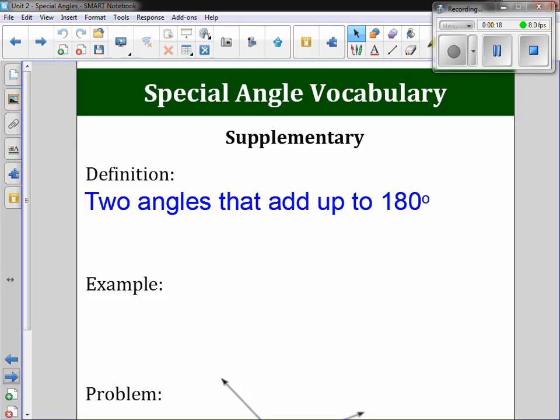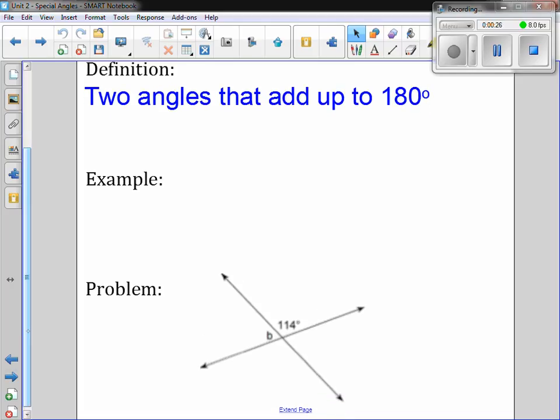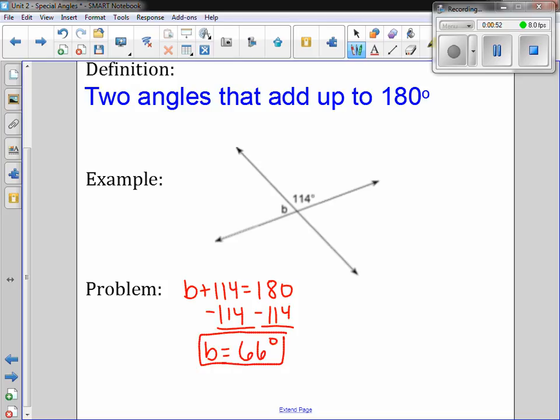The first definition we're going to look at is supplementary. By definition, it's two angles that add up to 180 degrees. So here we have an example of B and 114. I want to know that they are supplementary, so therefore I'm going to take B plus 114 and add it to 180 degrees. If I'm able to find a value for B, then I know that together 66 degrees and 114 is supplementary.